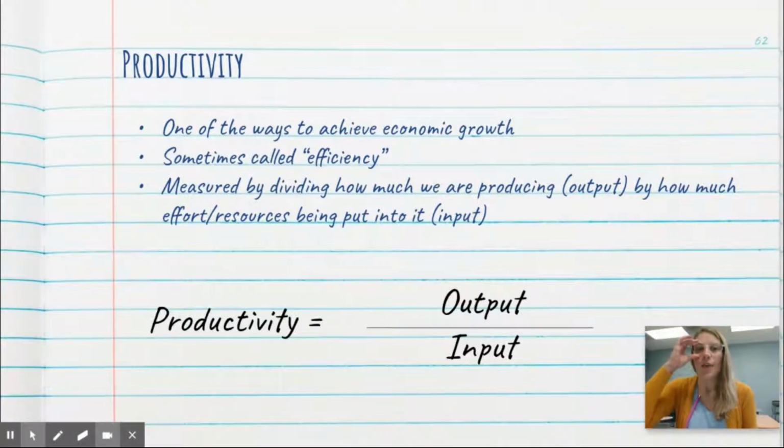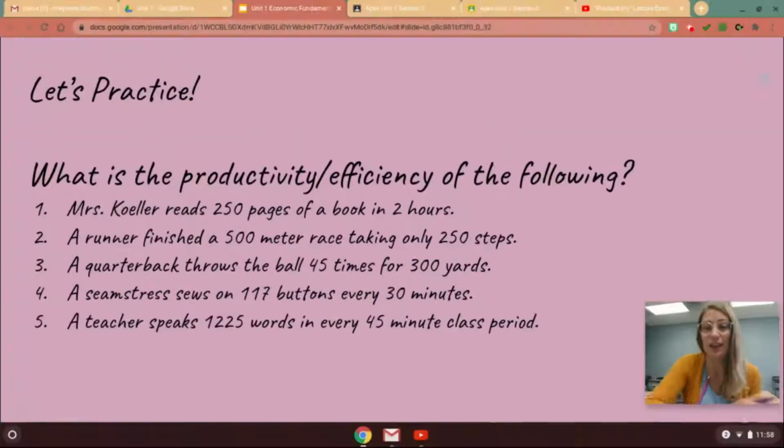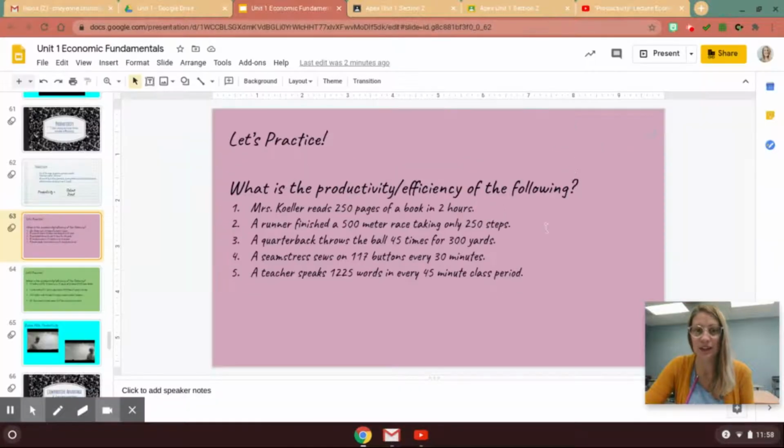So productivity is measured by dividing how much we are producing, which is our output, by how much effort or resources are being put into it, or our input. So productivity equals output over input. And we'll be using this equation to help us figure out our problems for today. Here we go. So I'm going to pull up my calculator and we'll work through these together.